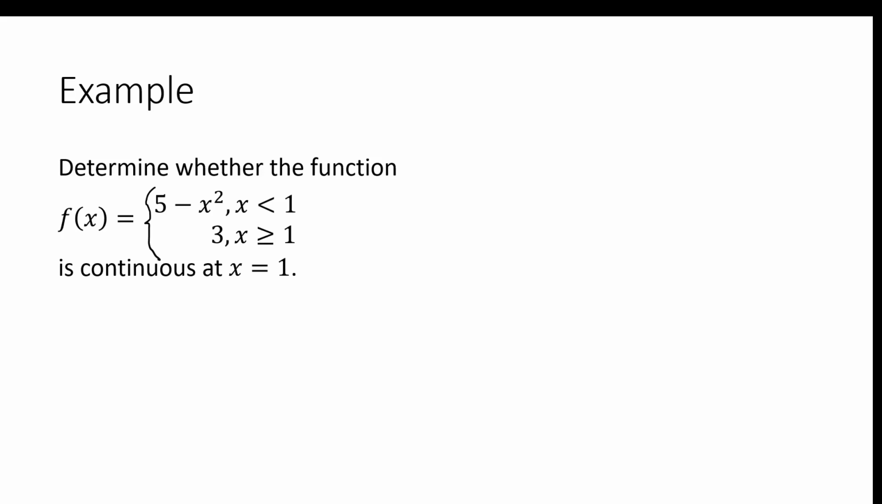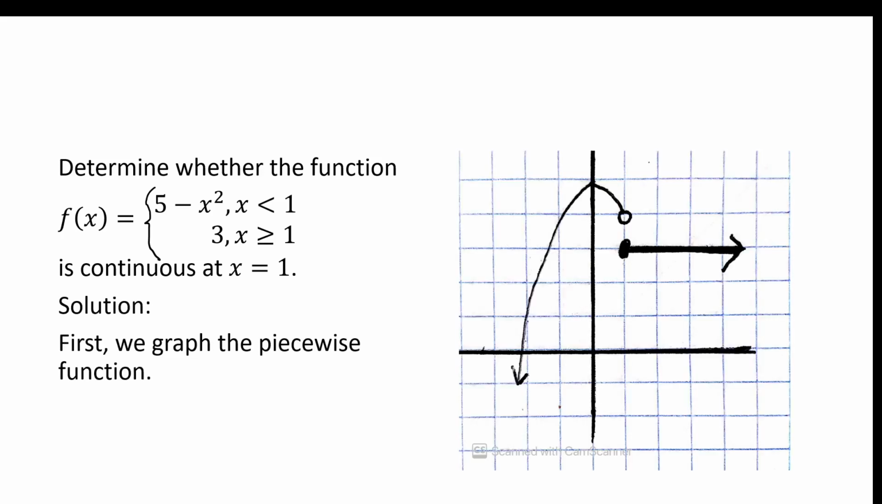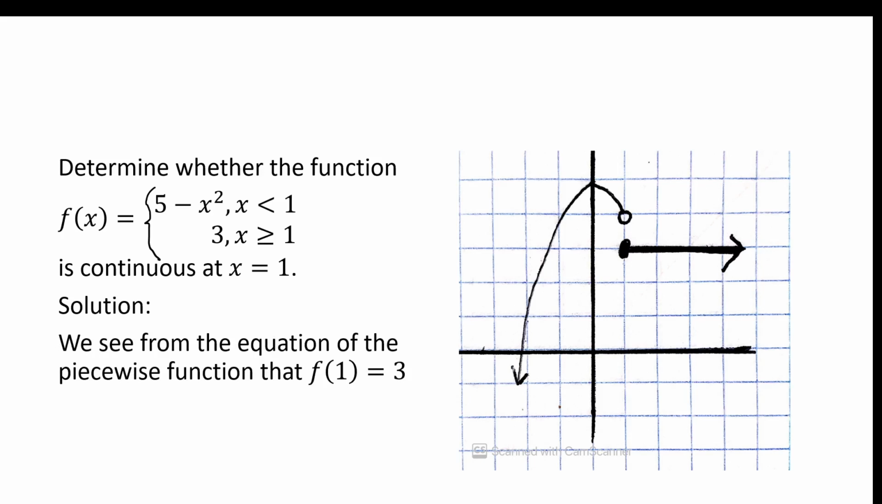Now, we're going to determine whether the function shown is continuous at x equals 1. Well, when we draw that piecewise function, we get this right here. So we can see that f at 1 equals 3 because an x value of 1 is coming out of that domain, so the y coordinate must be 3. So that means f at 1 is 3. Cool.